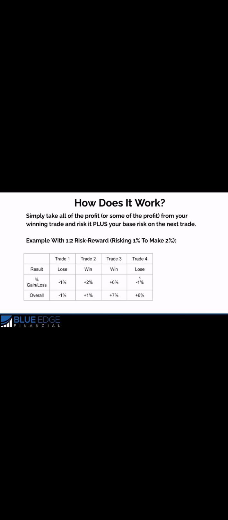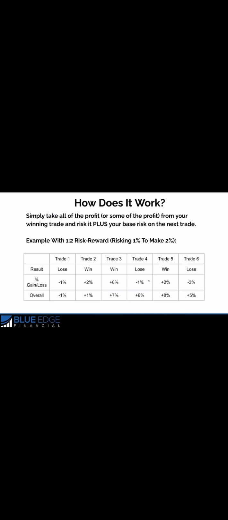Then fourth trade, you're back to just risking 1% to make 2%. So you lose, let's say 1%. Fifth trade, you win. So you make the 2%. And then what are you going to do? You're going to take that 2% plus the 1% on this next trade. You're going to risk 3% on the next trade to make 6. And let's say you lose, then, well, you're going to lose that 3%, right? So you're back down to 5%.